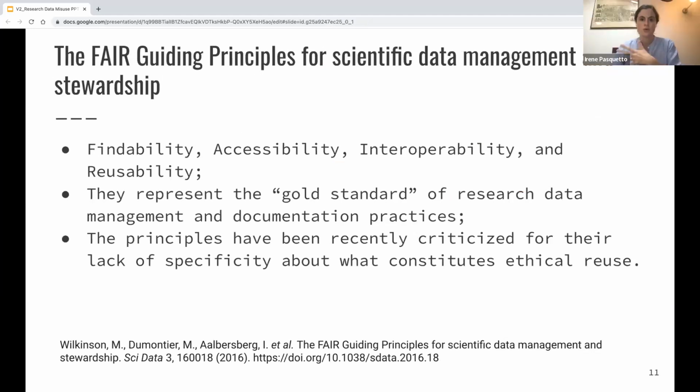Also, as I'm sure this audience is well aware of, the FAIR principles for data management and documentation represent right now the gold standard for documenting and sharing research data. Their application has proven effective not only in maximizing the reuse of open data, but also in preventing analytical mistakes and misinterpretations of open data like the ones that we just reviewed. However, these principles have also recently been criticized to some extent for the lack of specificity about what constitutes ethical reuse, as they can't really prevent other kinds of data misuse that can lead to great emotional and physical harm, as we will see in a second.